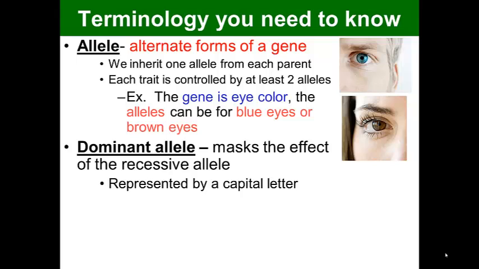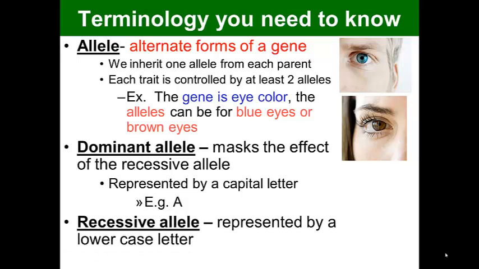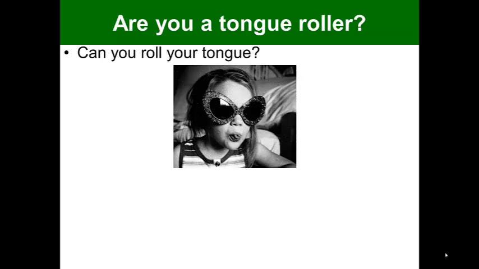When you are talking about dominant alleles, they are represented by a capital letter. So, for example, the big letter A. A recessive allele is the allele that is masked or covered up by a dominant allele, and it is represented by a lowercase letter. So a little a.